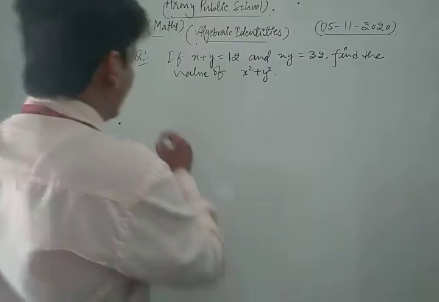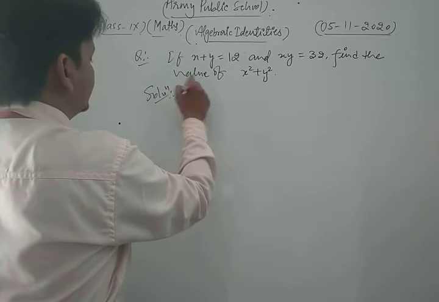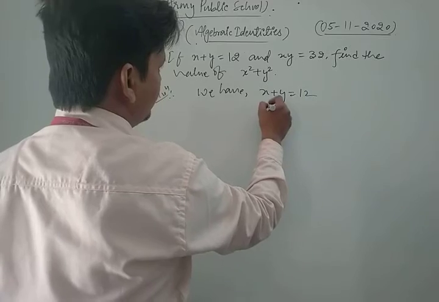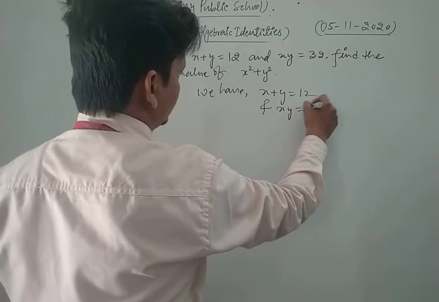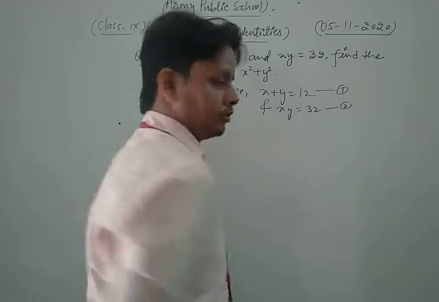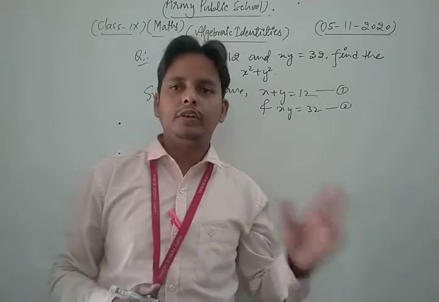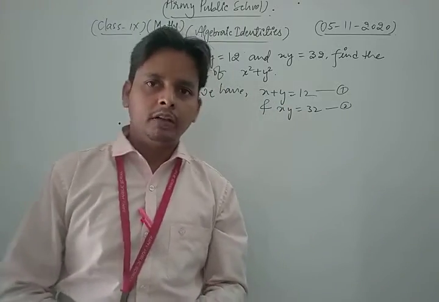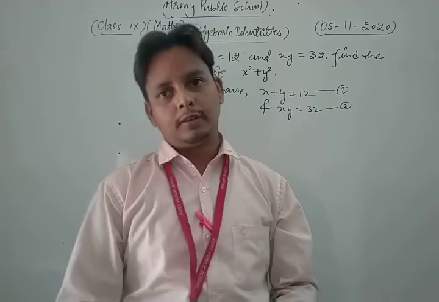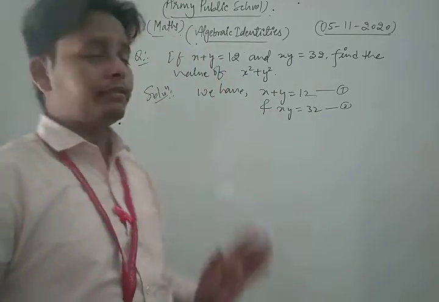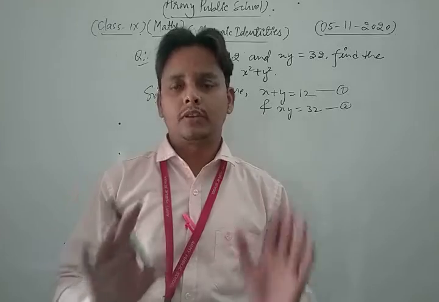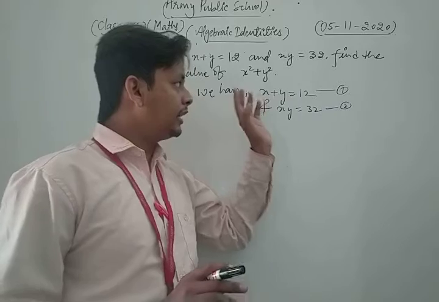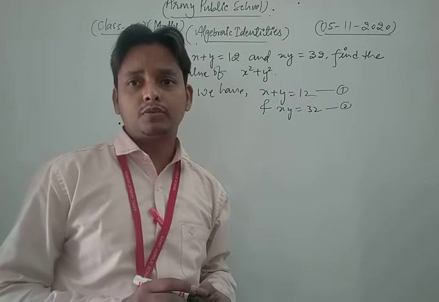First of all, write what we have. We have x plus y is equal to 12 and xy is equal to 32. Take equation number 1 and equation number 2. Dear students, in this question we have two important relationships. First, x plus y is equal to 12. Second, xy is equal to 32. And we will find the value of x square plus y square. For that, first you think in which formula the value x square plus y square comes.